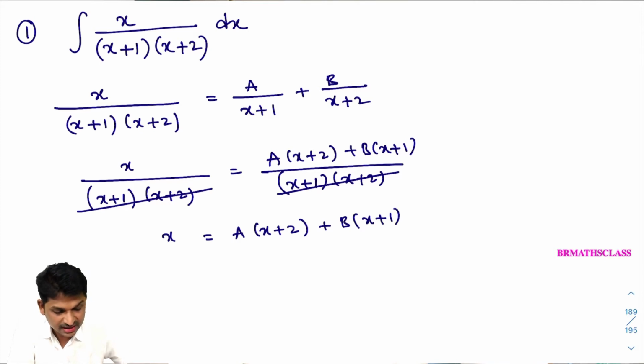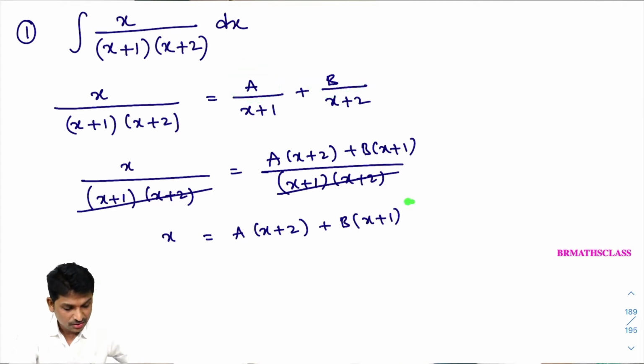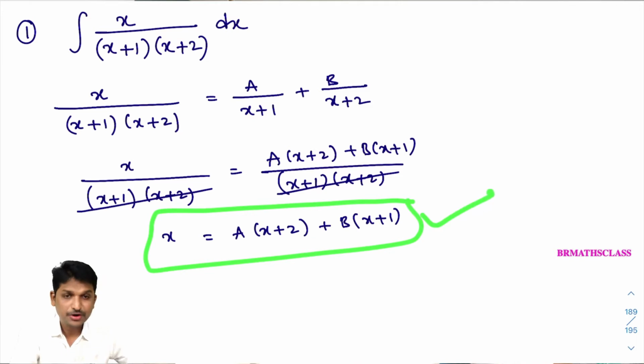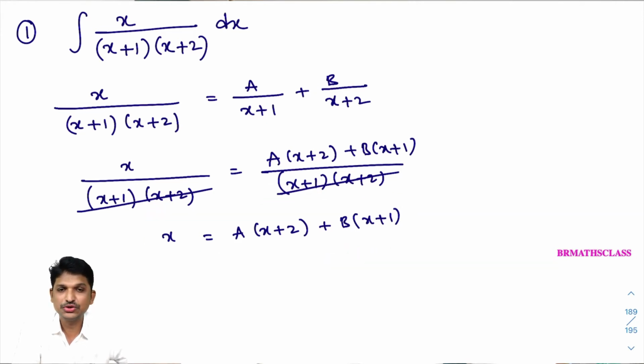What is my main target here? Initially, I want to find the values of a and b. Here, we can find the values of a and b in two methods. One is comparing the coefficients on both sides. The second one is just taking some x values. It is a tricky method. So one is comparing the coefficients, and another one is a tricky method, putting x equal to so and so value.